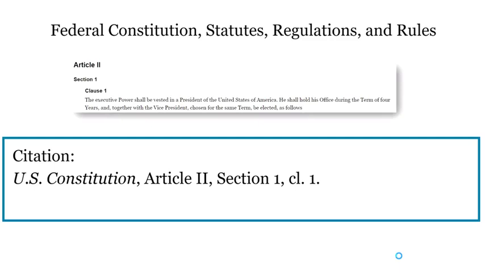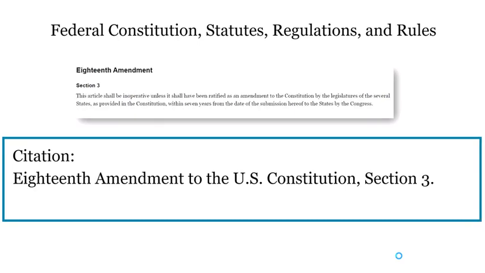So here's an example. This is a citation to Article 2, Section 1, Clause 1 of the U.S. Constitution, which I just put a little picture up there of, but that's a way to cite the federal Constitution. And then I wanted to show you the 18th Amendment to the U.S. Constitution, Section 3. So this is, again, a citation to Section 3 of the U.S. Constitution. So those are pretty straightforward, pretty simple. Just follow the layout that I mentioned earlier to cite those.